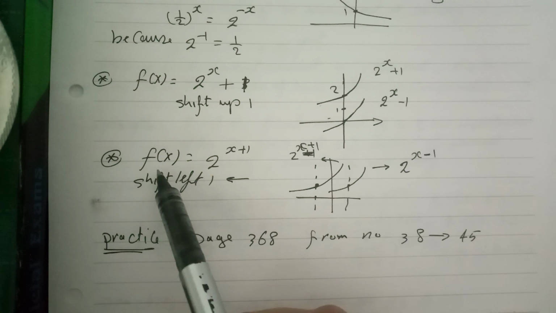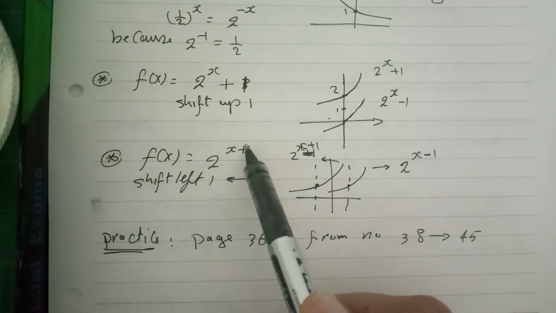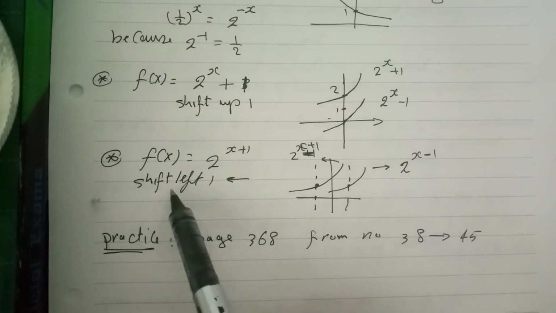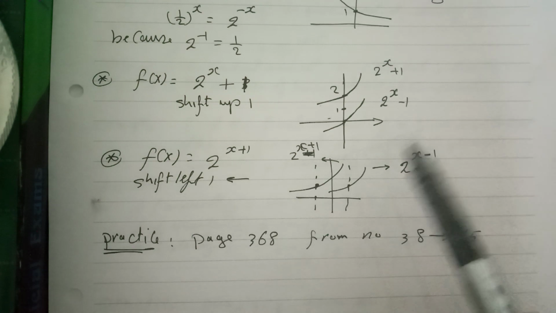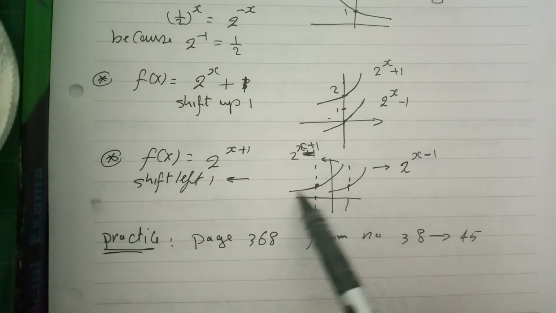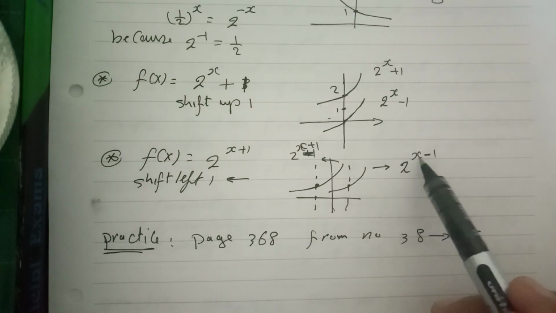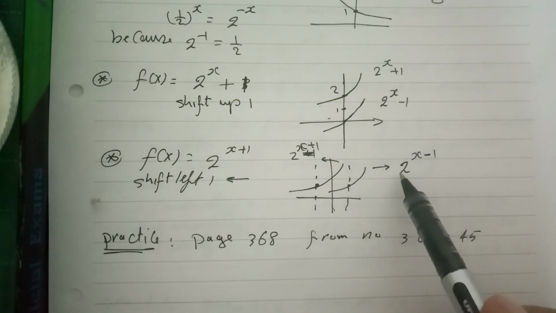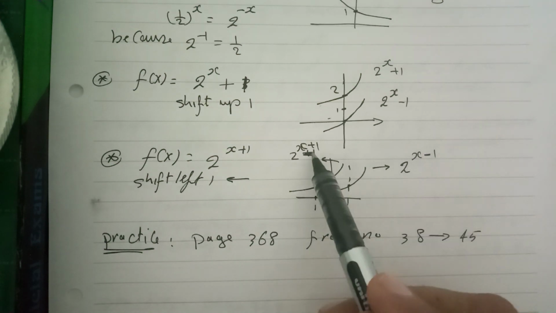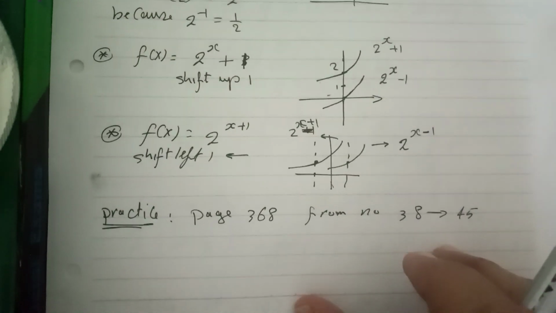And what about this, 2 to the power x plus 1? If x changes to x plus 1, there will be a shift to the left, 1 unit. If this is 2, it will be 2 units to the left. It will look like this. One unit means you have to move the y-axis to the left. And for 2 to the power x minus 1, the minus 1 moves the graph to the right, and the positive 1 moves the graph to the left.